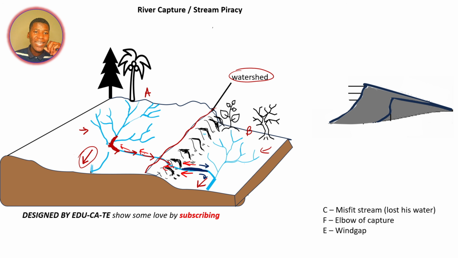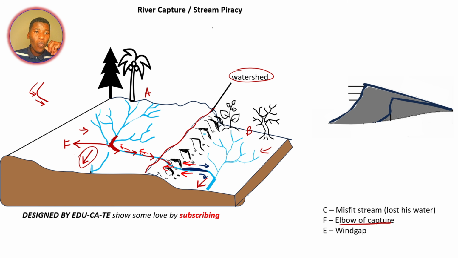So at this particular position that I'm highlighting here, this is where river capture has occurred. This is where stream A started to turn and flow towards stream B. This place is known as an elbow of capture. It's just a curved place whereby river A started changing its direction and started flowing towards river B. I'll give this a label F. So that will be my elbow of capture.